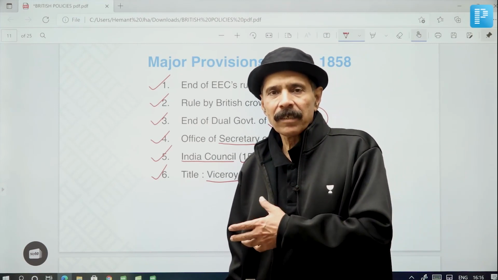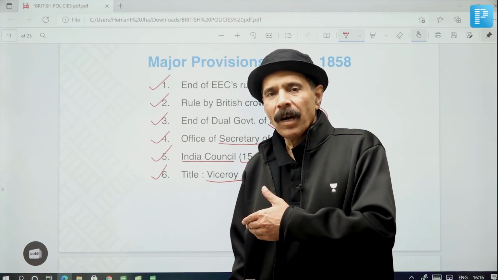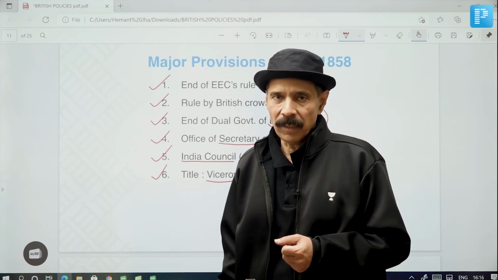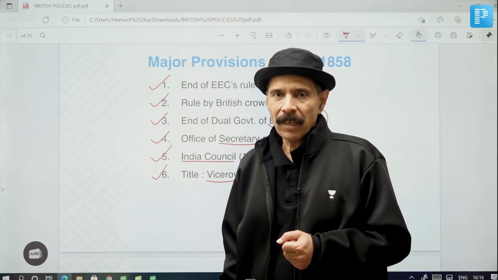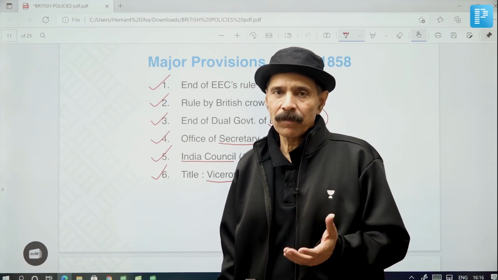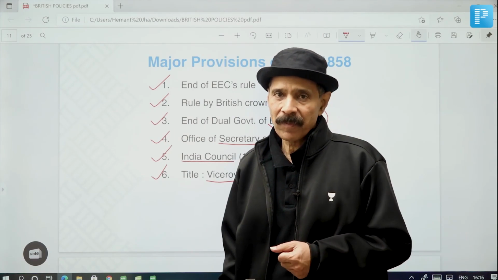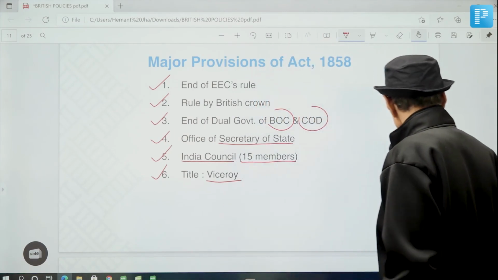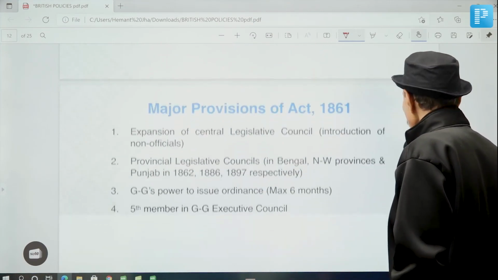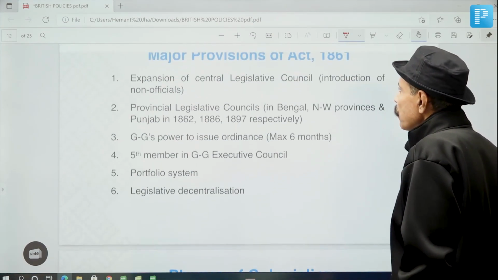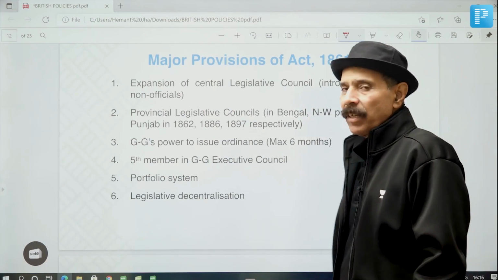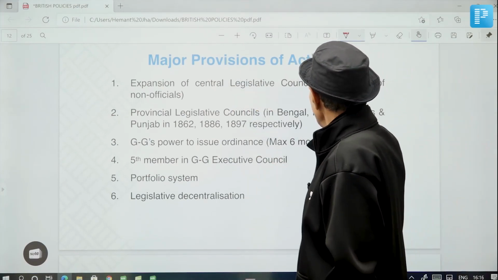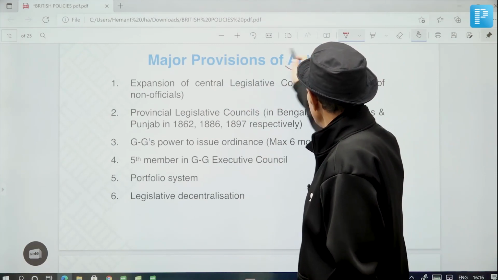So this act marked the end of one phase of British rule in India and marked the beginning of the second phase. Now let's consider next act. And next act is Indian Council Act 1861.